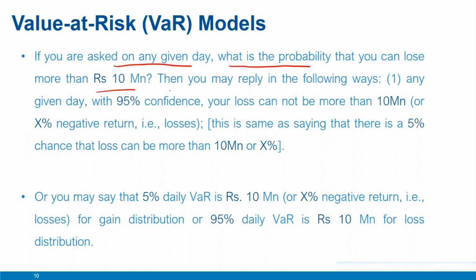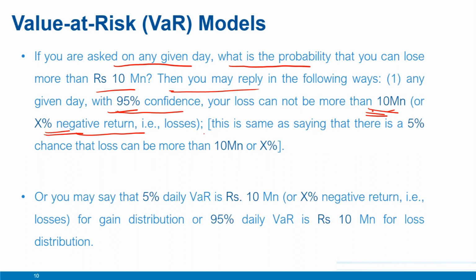You may reply in the following manner. You may say that on any given day, if daily is my horizon, I'm looking at daily periods, then with 95% confidence, I cannot lose more than 10 million on my portfolio. Or it can also be expressed in terms of rupee or dollar value, or also the return, a negative return amount, which is essentially losses. So I can express my maximum loss for this 95% confidence as some value in rupee or dollar amount as 10 million or something, or a negative return of X%.